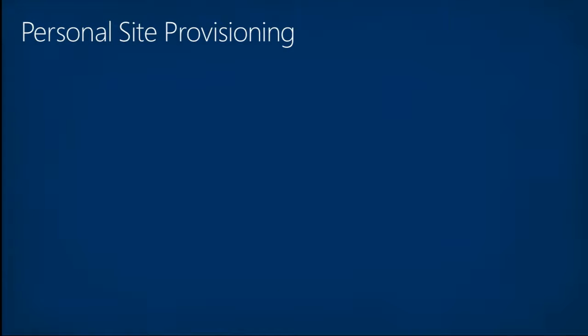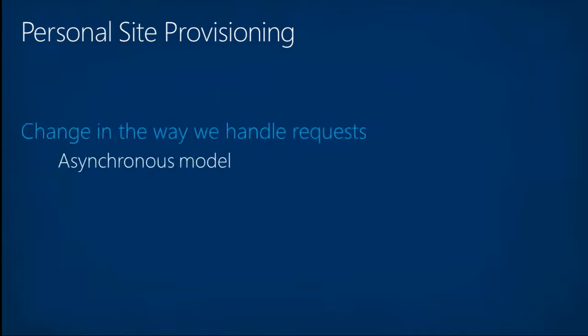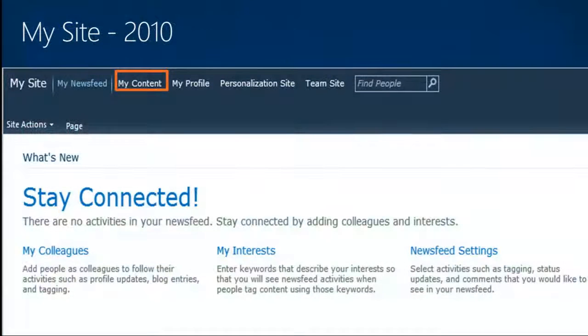But I'd like to start off with stating the key change that we made in 2013, which is moving from a synchronous model to an asynchronous model. If you remember, in 2010, if a user goes to, let's say, the MySite host page and clicks on the My Content link for the very first time, the user would be presented with some kind of a spinny wheel UI, which is a blocking UI, indicating that there's something going on in the backend, which is basically the personal site is getting provisioned for the user.